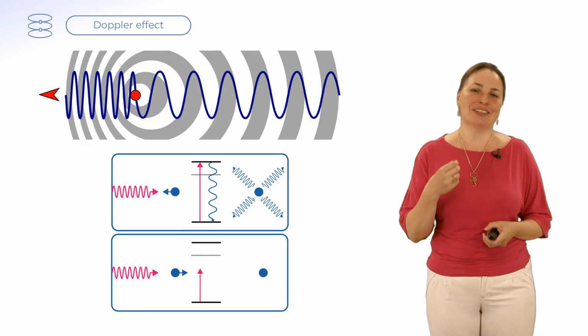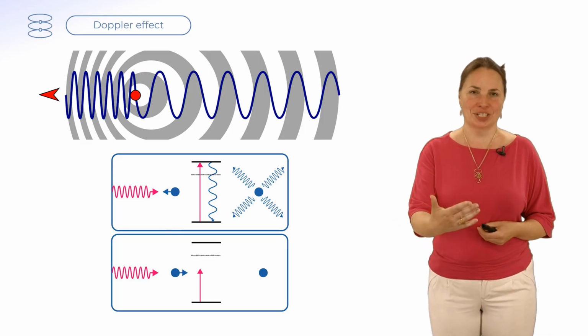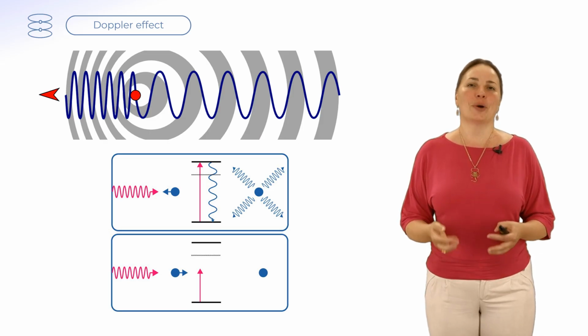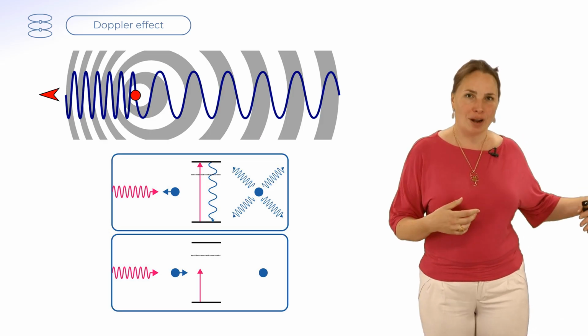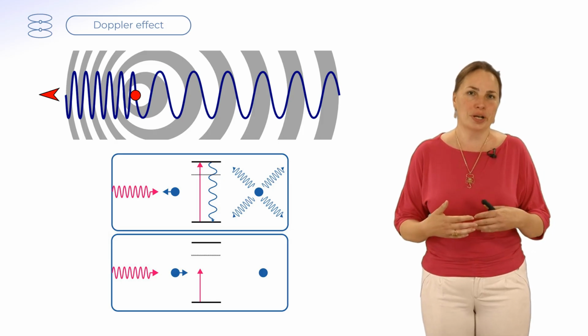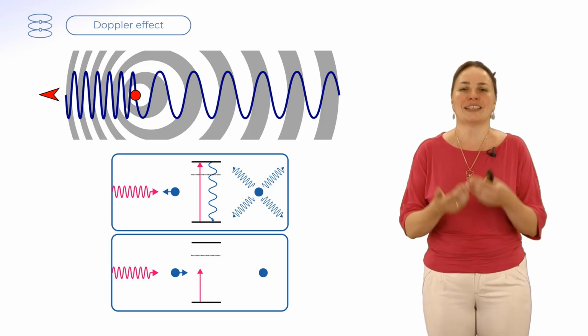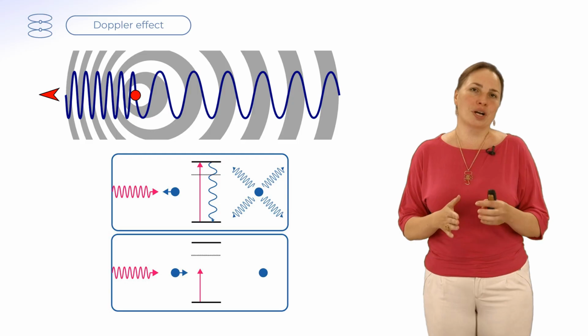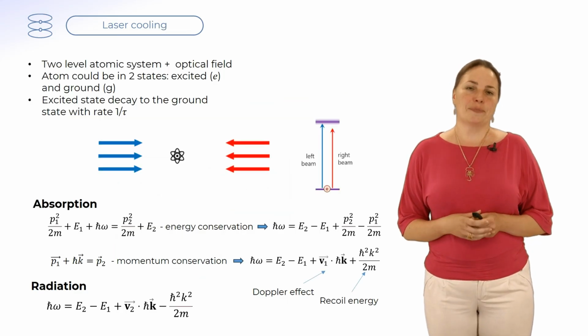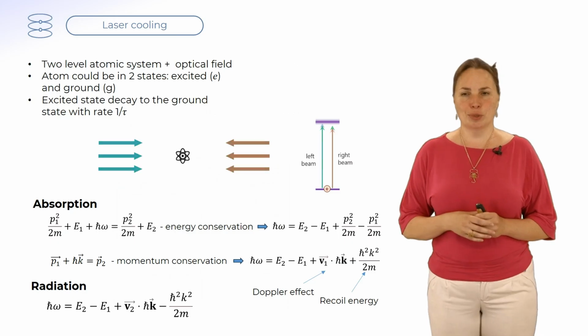So when we hear a car which goes towards us, the sound has a higher frequency. When the car goes further and further from us, the frequency will go lower and lower. So the Doppler effect will also work for the atom and the light, so the photons. Okay, just a little bit of formulas.